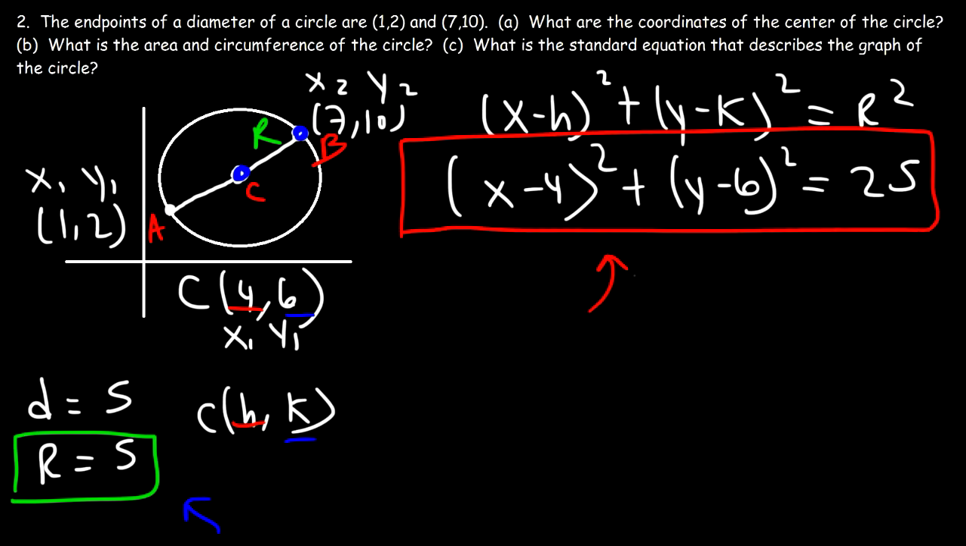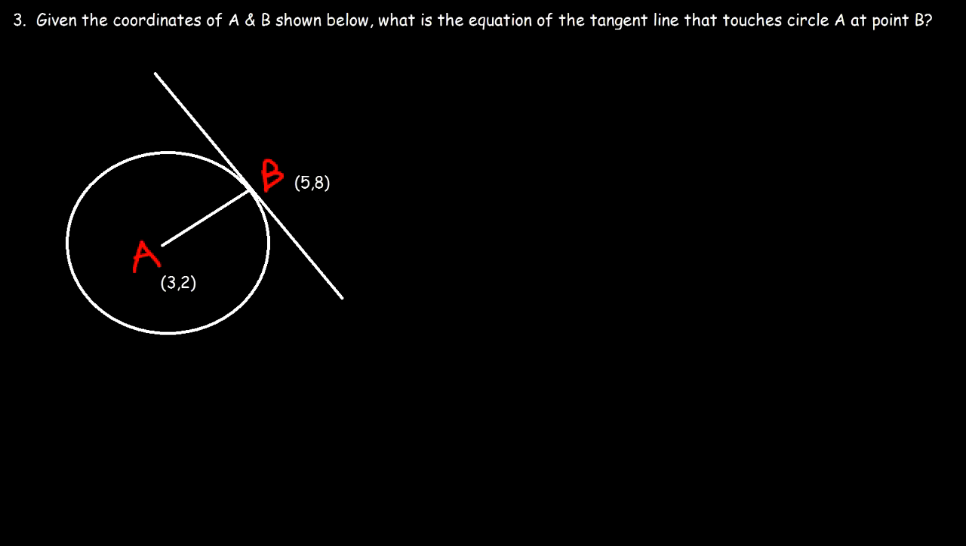And so that's the answer. Number 3. Given the coordinates of A and B shown below, what is the equation of the tangent line that touches circle A at point B? Now, since we're dealing with circle A, A is the center of the circle, and B is on the edge of the circle, which means that segment AB represents the radius of the circle.